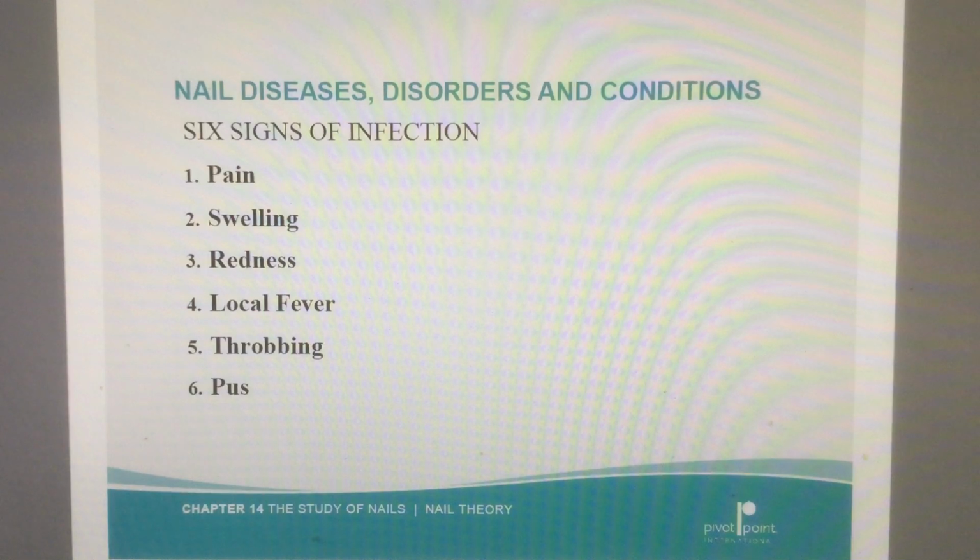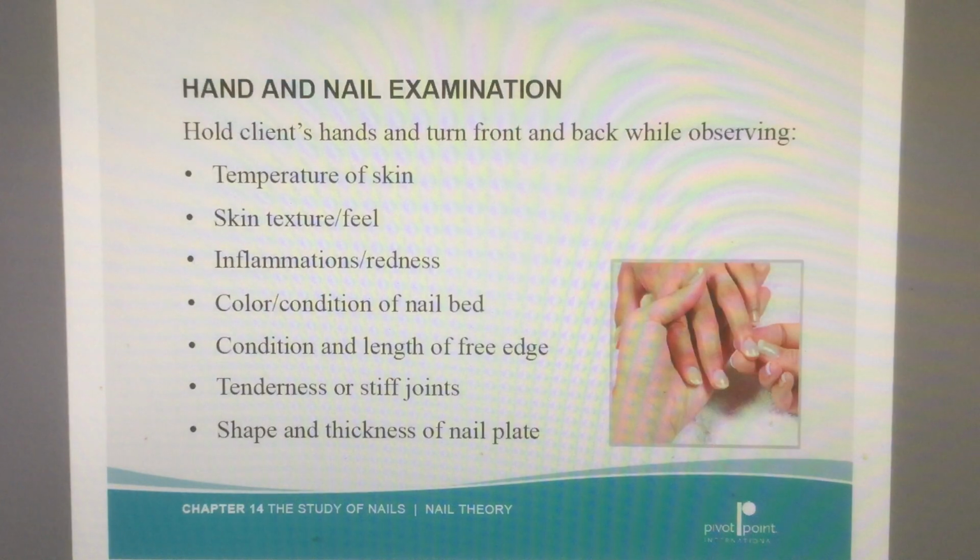And then, of course, pus. If you see any form of pus, then you know that it is infected. It's usually some type of cocci bacteria that is causing that infection. Okay.